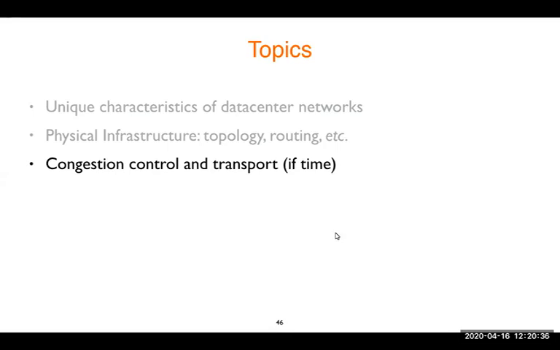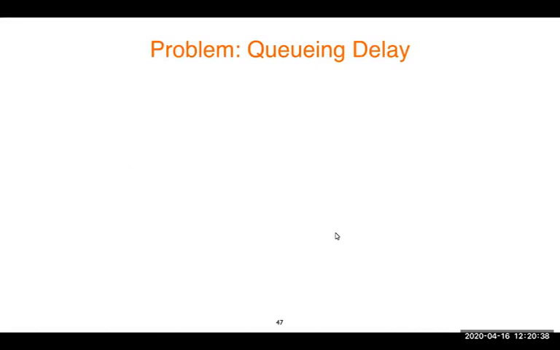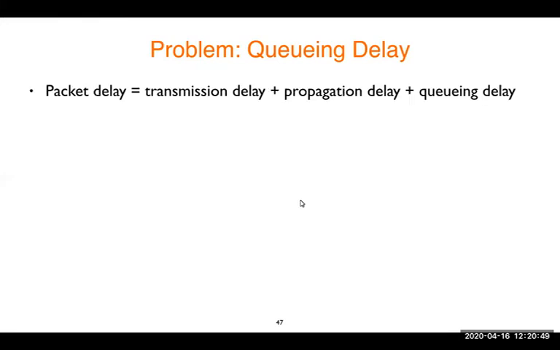Now let's think about congestion control and transport. The big problem we're going to have in data centers is queuing delay. Let me work through a simple back of the envelope calculation to highlight why queuing delay matters. If you remember going way back, end-to-end packet delay is a combination of transmission delay, how much time it takes to put the packet on a wire; propagation delay, the time it takes for the packet to travel across the wire, speed of light limited; and queuing delay. If I arrive at a switch or router and there are other packets in the queue, I have to wait for them to be transmitted, and that gives me queuing delay.